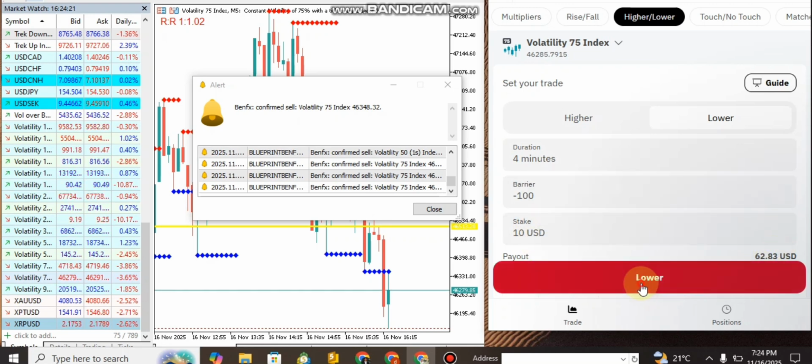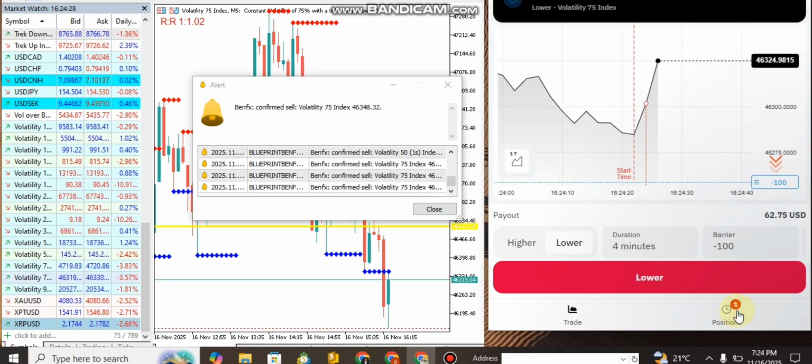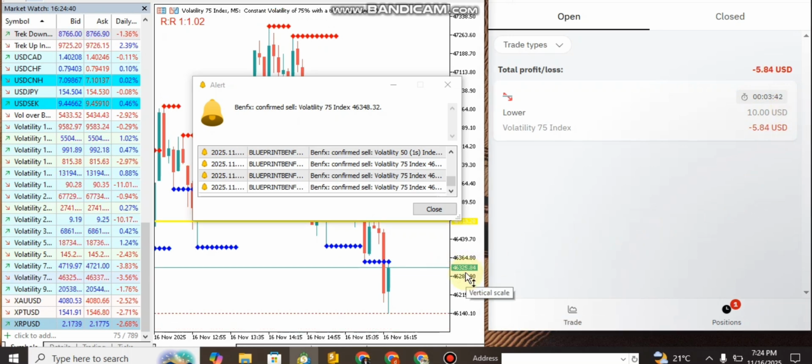And you can see $10 is going to give us $62. So that is 600%. Now that is good. I can click lower because the trade is already confirmed from the software. And you can see now as the market moves this side, I start with a negative, but the trade is going to end within 4 minutes, so I still have time.